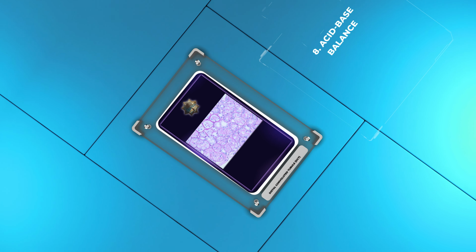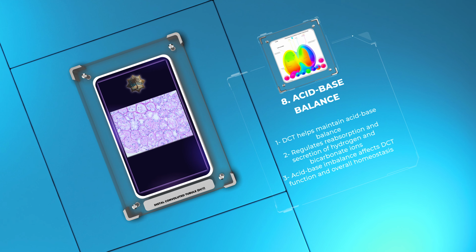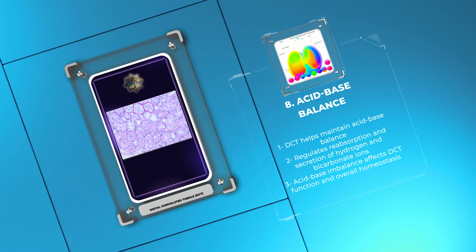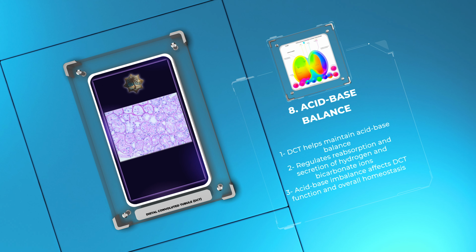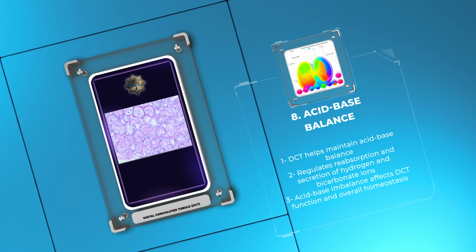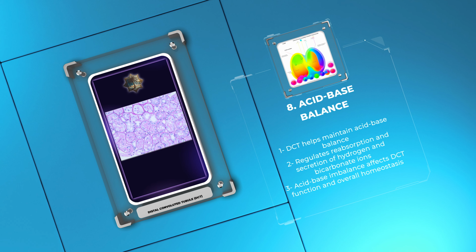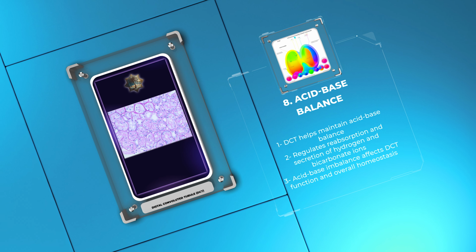The DCT plays a pivotal role in maintaining acid-base balance within the body. By regulating the reabsorption and secretion of hydrogen ions and bicarbonate ions, the DCT helps maintain physiological pH levels. Acid-base imbalance, such as metabolic acidosis or alkalosis, can disrupt DCT function and have widespread effects on the body's homeostasis.